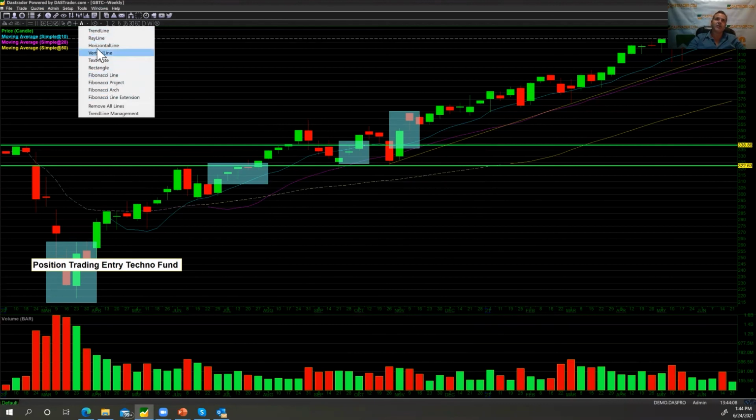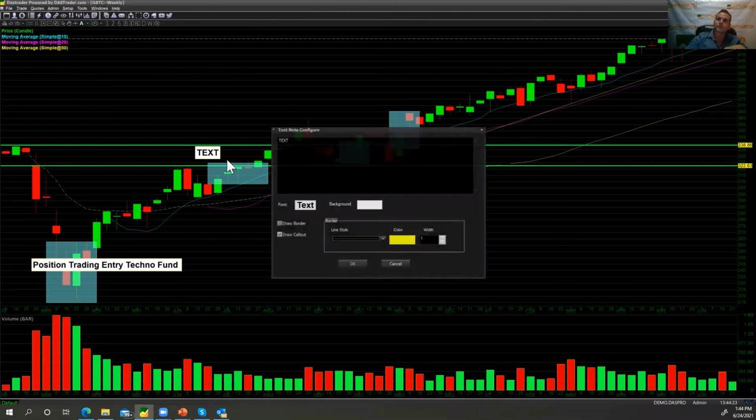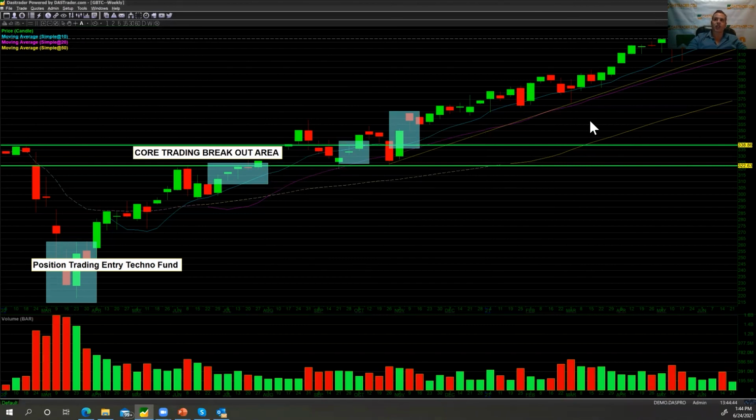This is my, I'm just going to put the entire area as my core trading breakout area. All right, so there's my core trading breakout area. And of course, we're still in the trade because it continues to trend upward.